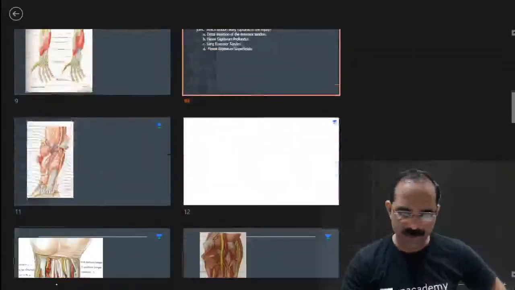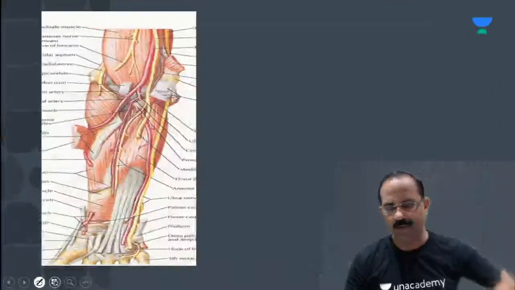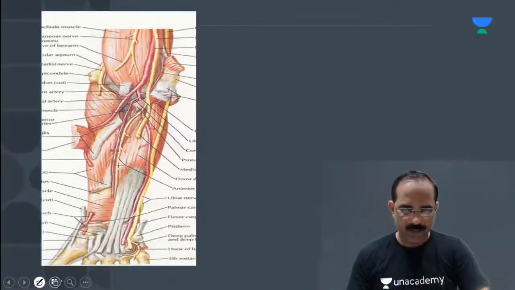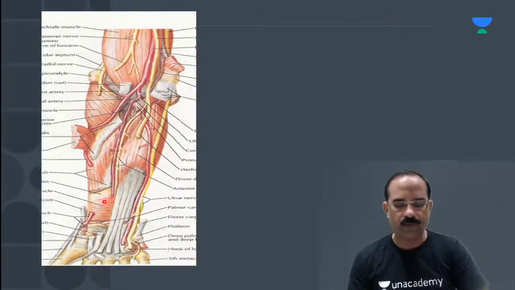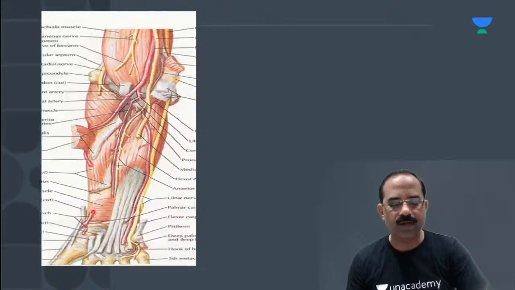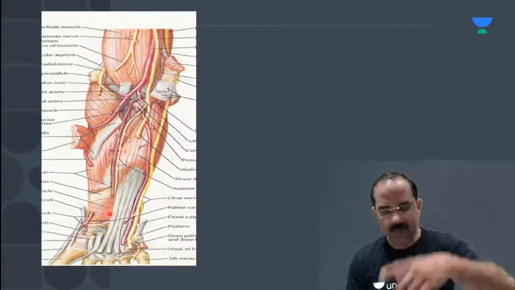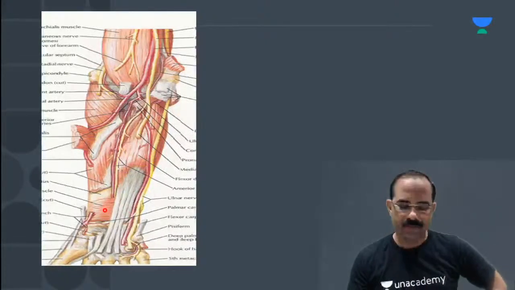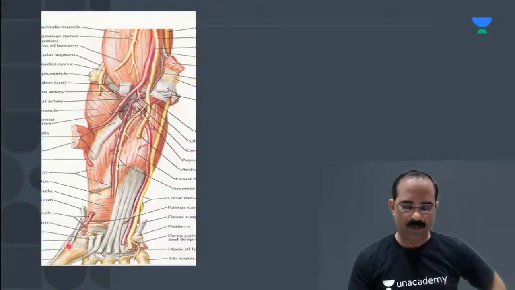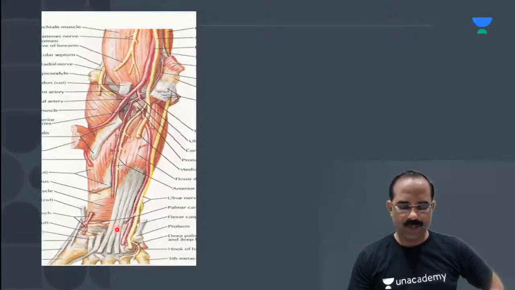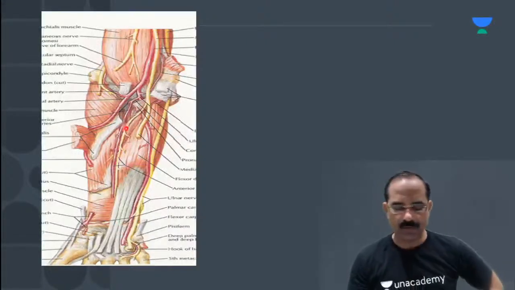Correct. Very good. Have a look at this slide. This is a very good slide, students. Now try to identify this muscle. I'll just put a pointer for you. What is this? This muscle, a quadrangular muscle here, which does pronation. What's this? The pronator quadratus. What is this muscle going to be, which goes to the thumb? This is the flexor pollicis longus. What is this muscle? This is the flexor digitorum profundus.